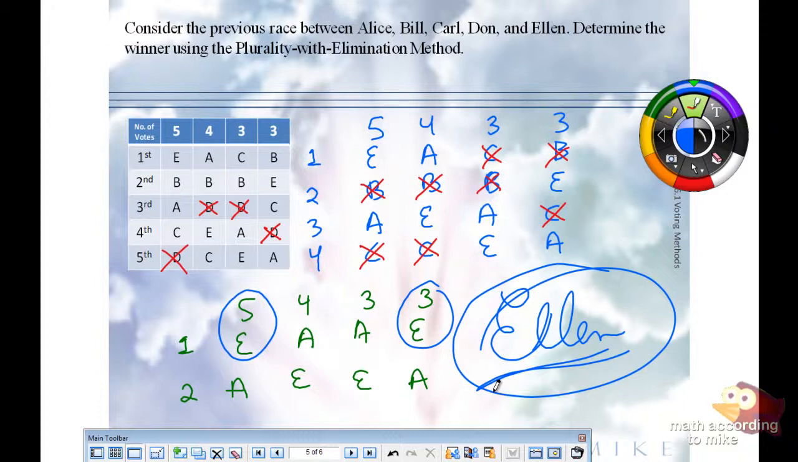So Ellen has won twice, plurality and plurality with elimination. Bill has won once with Borda count method. We have one more voting technique to go. Who's going to win? It's not going to be Don. Sorry.